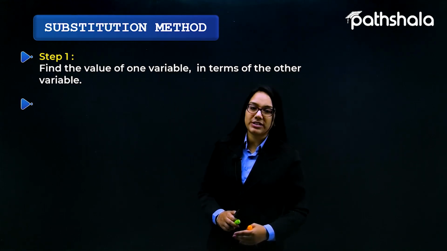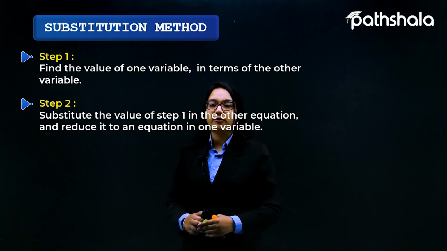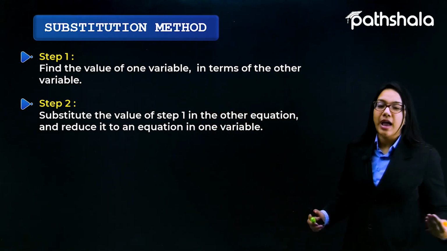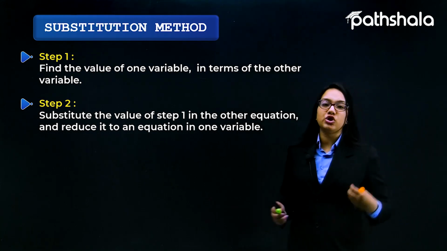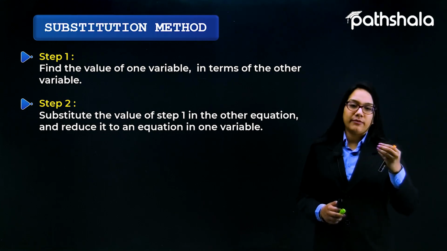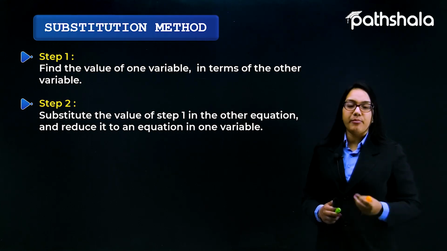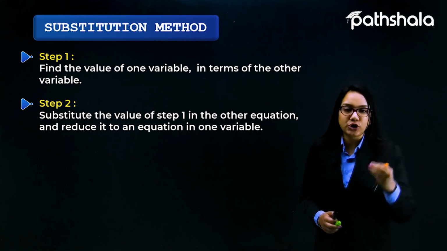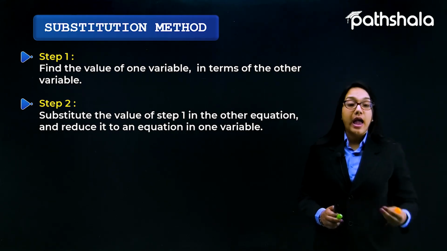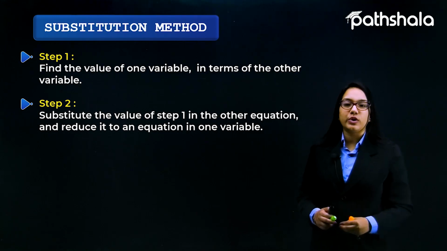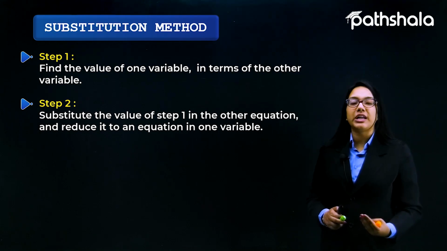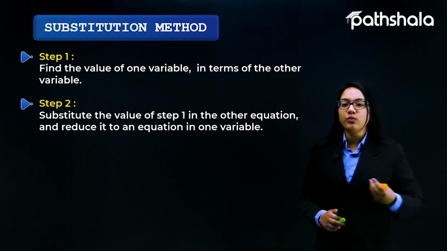Now let's talk about step 2. Step 2 says: substitute the value from step 1 in the other equation and reduce it to an equation in general form. So the variable expression that comes out in step 1, you have to substitute in the other equation that you have, and then reduce that equation to one variable, meaning you make it a linear equation in one variable.